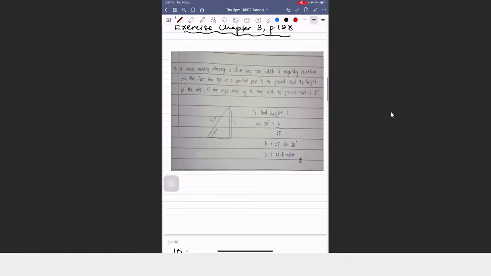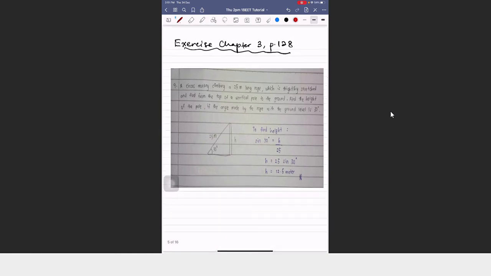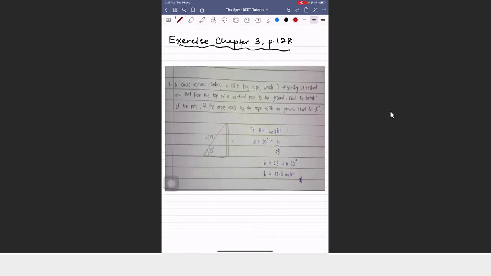It's not there. Okay, this is now question 9. Question 9: a circus monkey is climbing a 25-meter long rope which is tightly stretched and tied from the top of a vertical pole to the ground. Find the height of the pole if the angle made by the rope with the ground level is 30 degrees. So let's look at the sketch, the drawing.